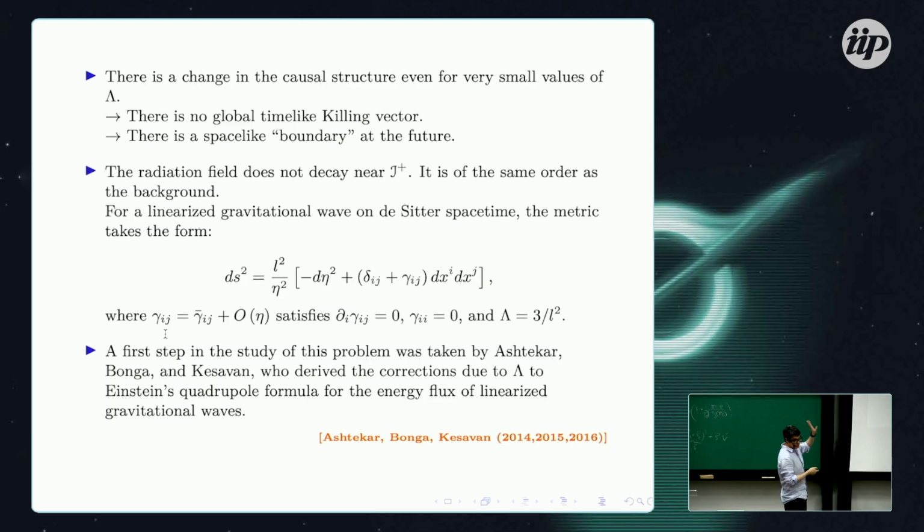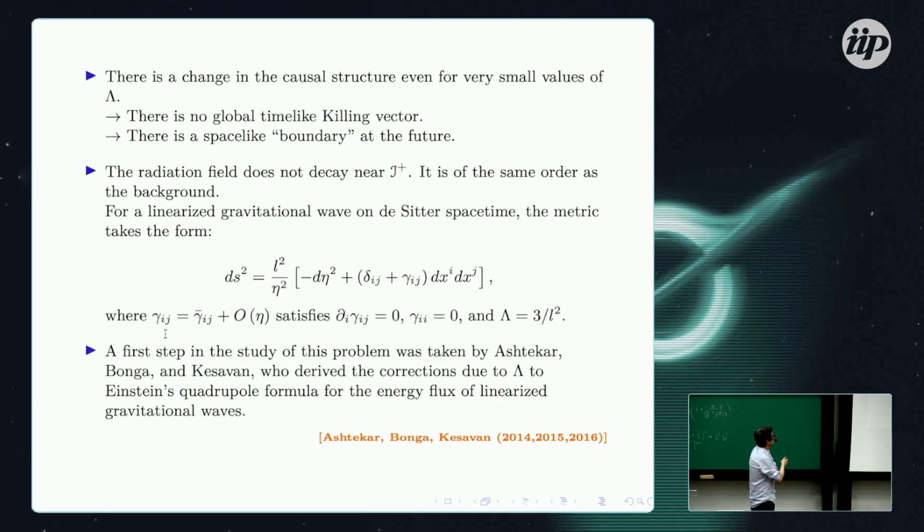Indeed, for example, for linearized waves, in these conformal coordinates, one can see that the information of the wave is codified in this tensor, which is traceless and divergenceless, and that as we approach the future, when eta goes to 0, the leading term is of the same order as the background. So basically we have Minkowski, the boundary of future scri plus in de Sitter space, but the wave is of the same order, does not decay. So this produces a really major change as compared with the asymptotically flat case.